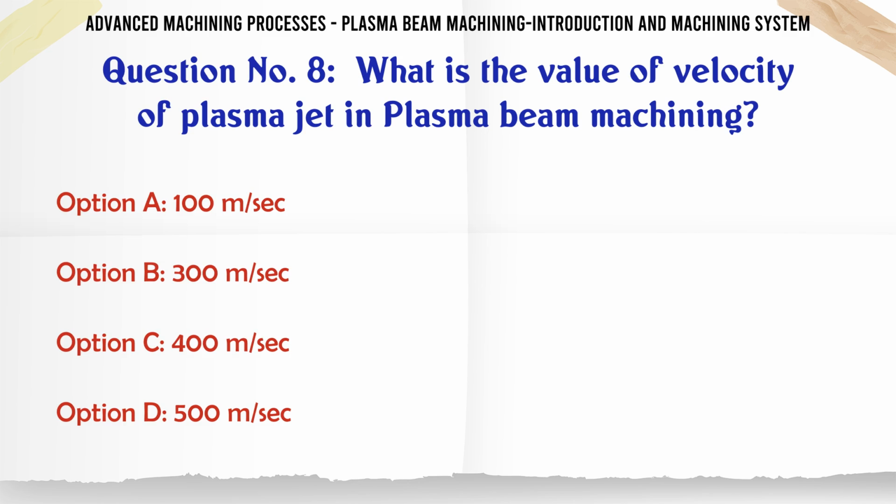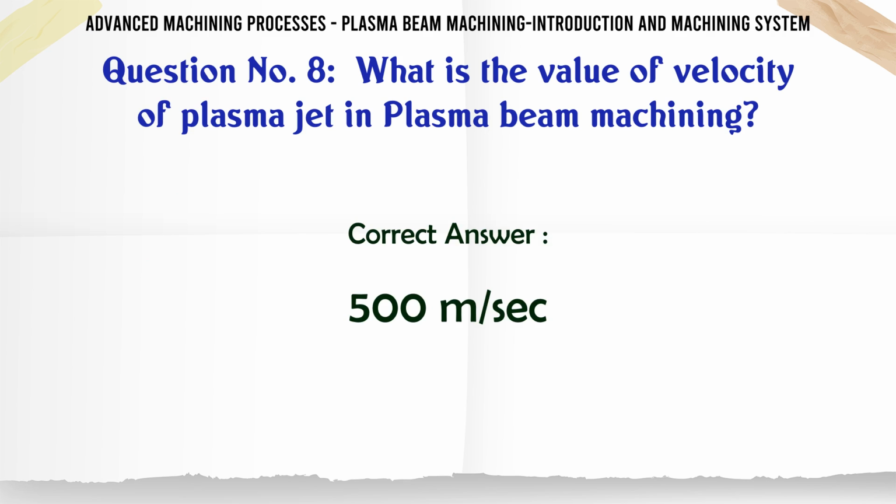What is the value of velocity of plasma jet in plasma beam machining? A. 100 m/s. B. 300 m/s. C. 400 m/s. D. 500 m/s. The correct answer is 500 m/s.